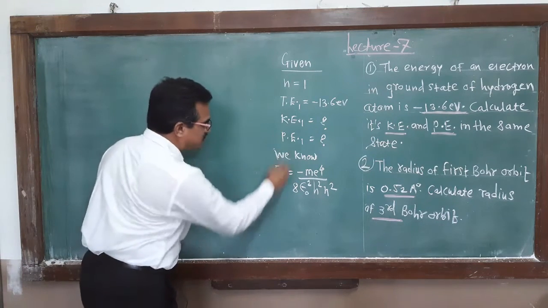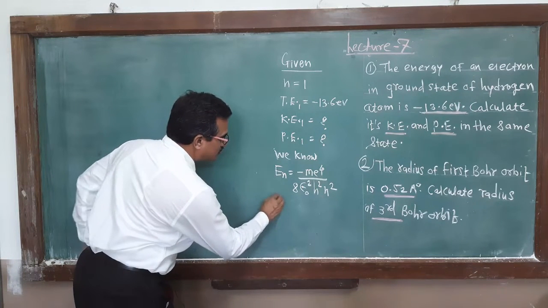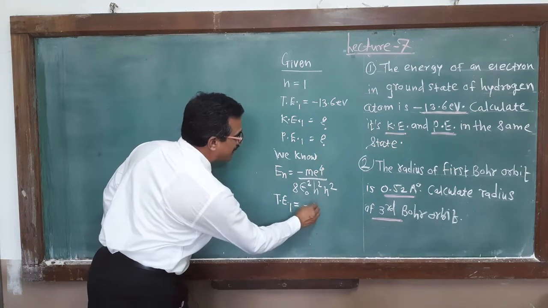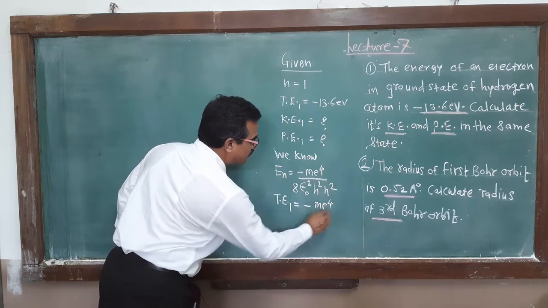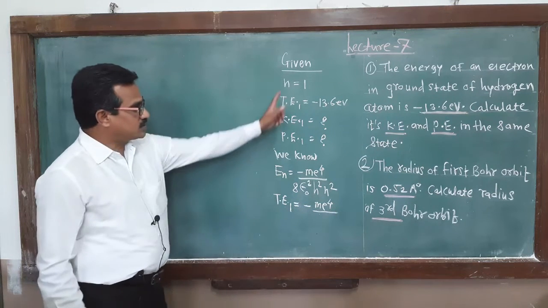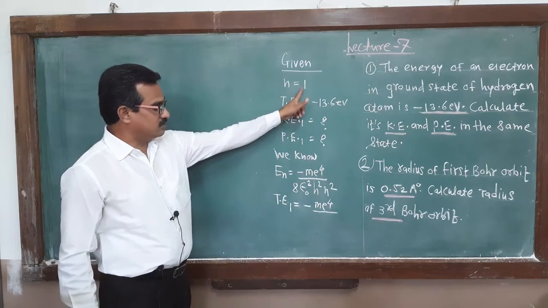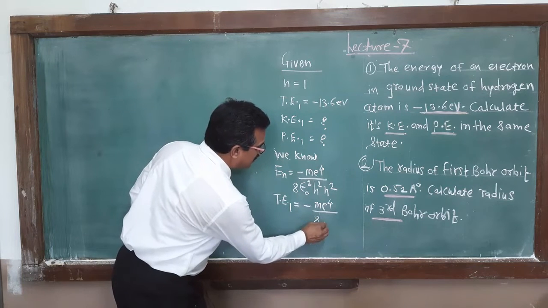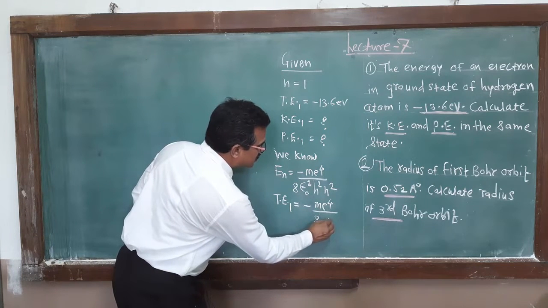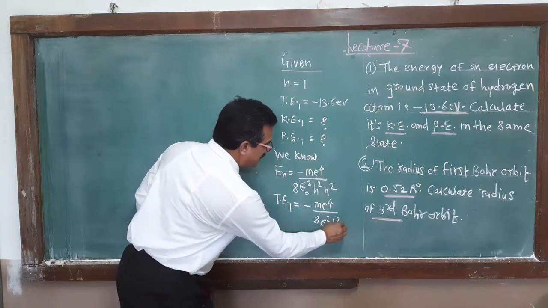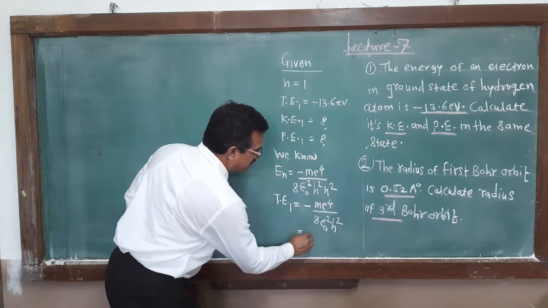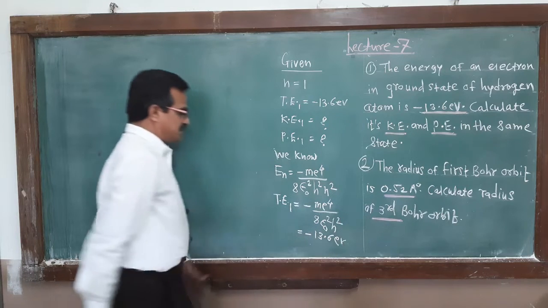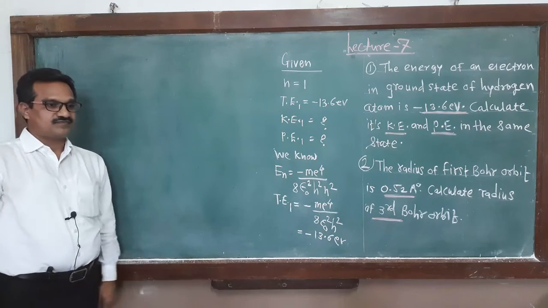But for the first orbit, total energy in the first orbit is equal to minus m e raised to 4. For the first orbit, the value of n is equal to 1, means n square is 1. Total energy is equal to minus m e raised to 4 divided by 8 epsilon 0 square h square, and that value is given, that is minus 13.6 electron volt. This is the value of the total energy.